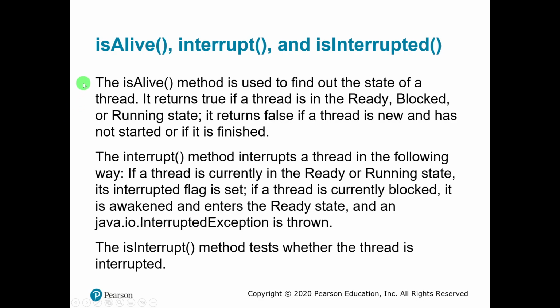The isAlive method is used to find out the state of a thread. It returns true if a thread is in the ready, blocked, or running state. It returns false if the thread is new or has not started, or if it's finished. The interrupt method interrupts a thread in the following way. If a thread is in the ready or running state, its interrupted flag is set. If a thread is currently blocked, it is awakened and enters the ready state, and an InterruptedException is thrown. The isInterrupted method tests whether the thread has been interrupted.